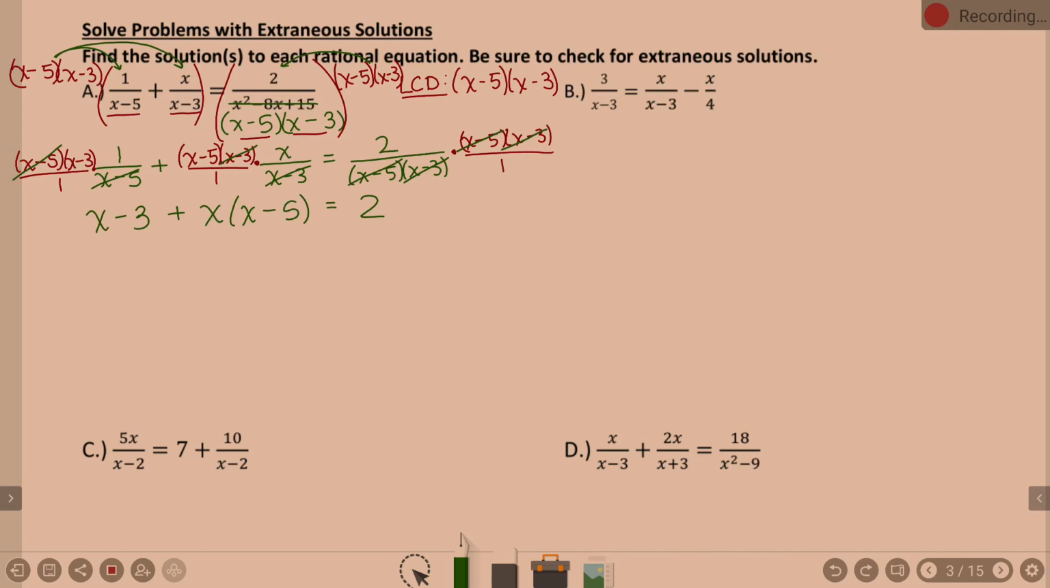And now we have an equation that doesn't have fractions. What do we do? Combine like terms. Okay, pause that thought. I don't want to combine like terms quite yet. What do I need to do with x and x minus 5? Distribute. Yeah, let's multiply, let's distribute. So I'm going to have x minus 3 plus x times x is x squared. X times minus 5 is minus 5x equals 2.